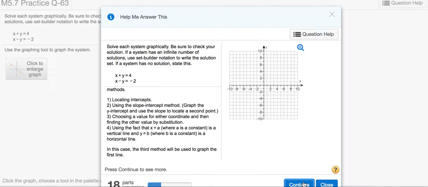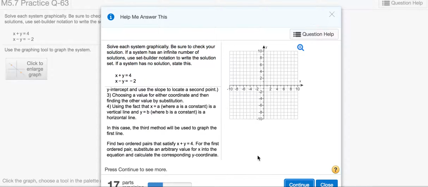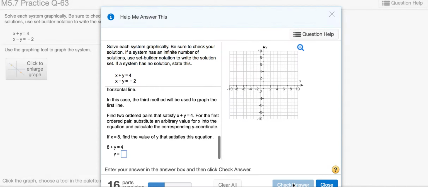So they're going to do the same thing that I do. And this is where I said I think I'm going to get you started and let you work through it on your own a little bit. So find two ordered pairs that satisfy x plus y equals 4. You're just going to pick an arbitrary number for x and substitute it into the equation. And remember, you can't go larger than 10 or negative 10.